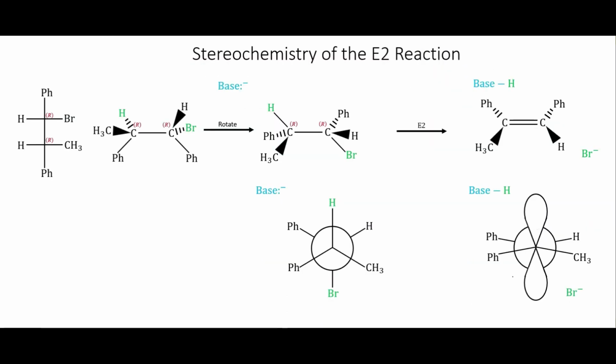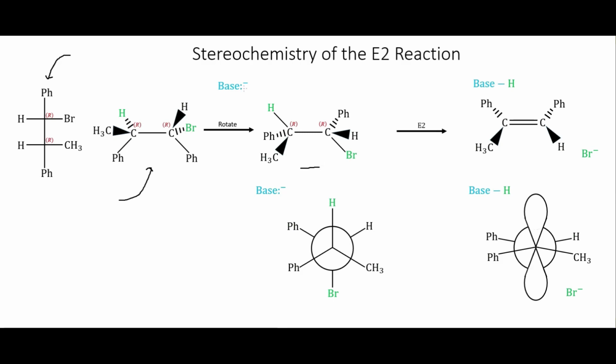So if we look at the E2 reaction, we can look at the stereochemistry of the E2 reaction. We see that it's stereoselective. And so here in this Fischer projection, I have this molecule with both chiral centers being R. And so that's going to look like this if we look at it from the side. And so when we rotate this around those bonds, we get this right here.